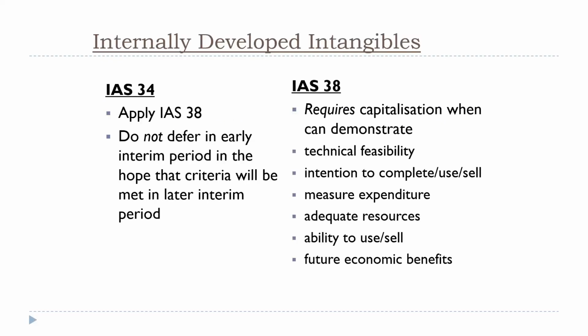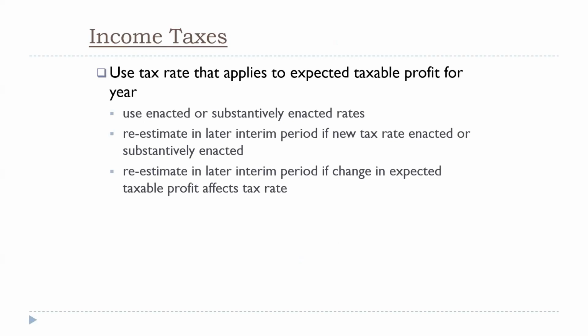Internally developed intangibles, IAS 34 says that apply IAS 8, do not defer in early interim period in the hope that criteria will be met in later interim period. If it meets the criteria, recognize it immediately. Recognition criteria for capitalization are technical feasibility, intention to complete, use or sell, measure expenditure, adequate resources, you have ability to sell. You know that you're going to receive future economic benefits out of it, you can capitalize the asset. Use tax rates that apply to expected taxable profit for the year. So whatever the rates are applicable, we'll be applying it. And re-estimate if there is a new tax rate for creating your provisions of tax, and even for deferred taxes if we are creating, if there is any change.